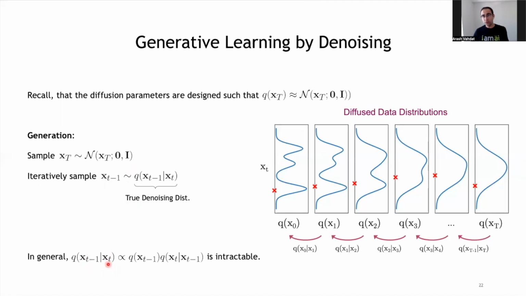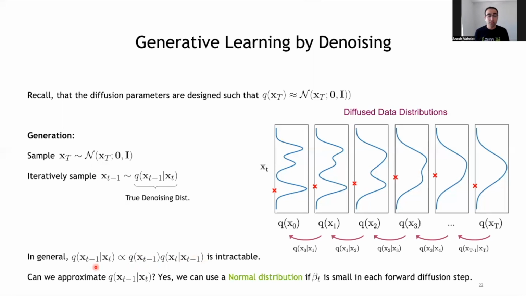We can use Bayes' rule to show that this distribution is proportional to the product of the marginal data distribution at xt minus 1 times this diffusion kernel at step t. This kernel is simple, it's just a Gaussian distribution. However, this marginal data distribution is intractable. And in general, because of this the product is also intractable, so we don't have it in closed form. Now that we don't have it in closed form, you may say, can I approximate this denoising distribution from data?